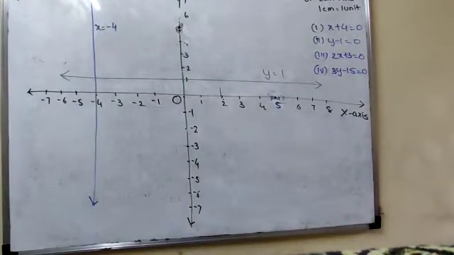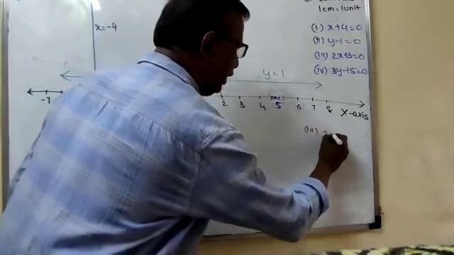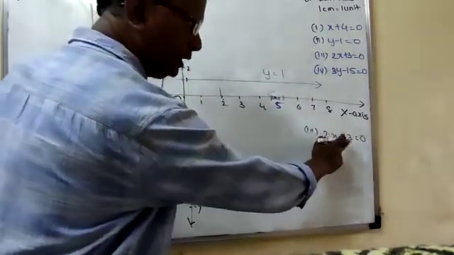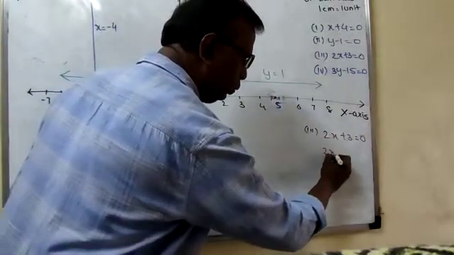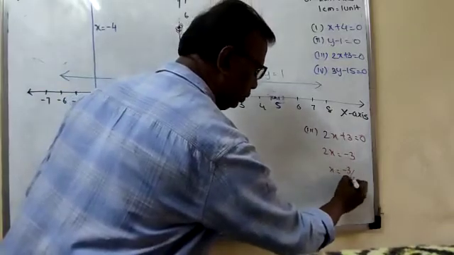What is the third equation given now? 2x plus 3 is equal to 0. You have to find out the value of x. Plus 3 goes to the other side, so what will it become? -3. 2x is equal to -3. x is equal to -3 by 2.